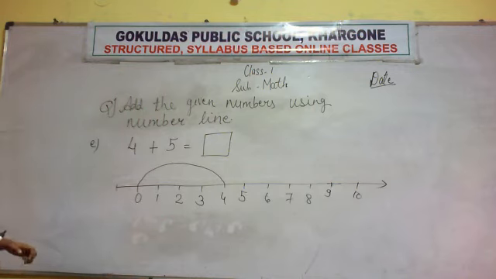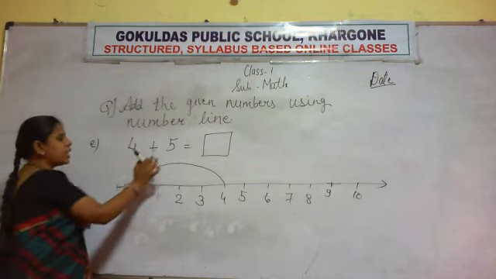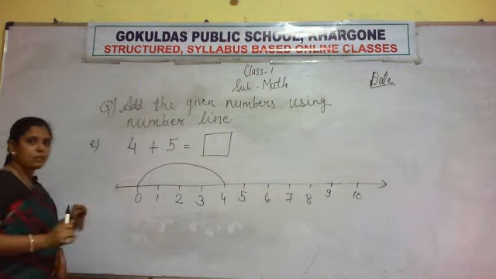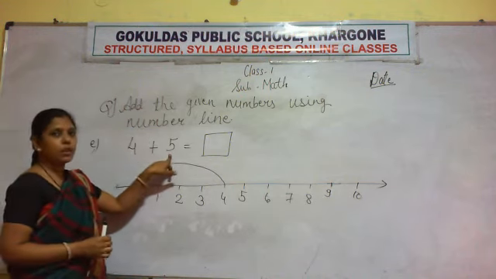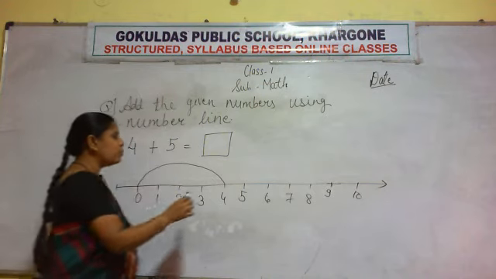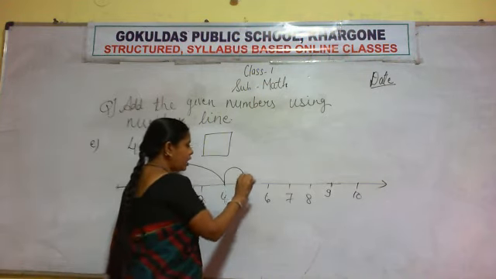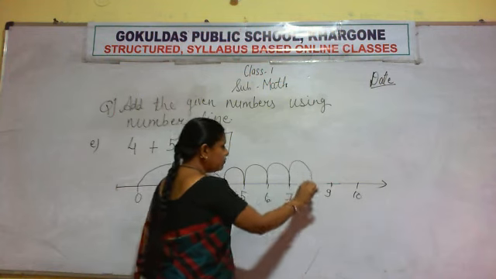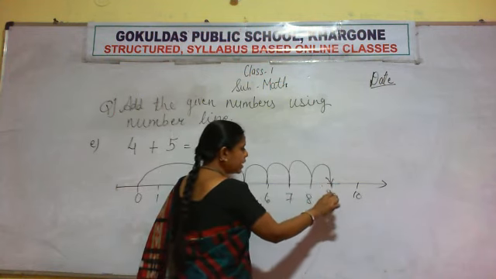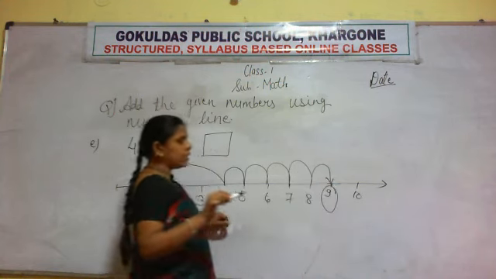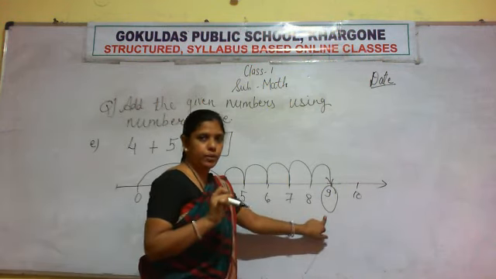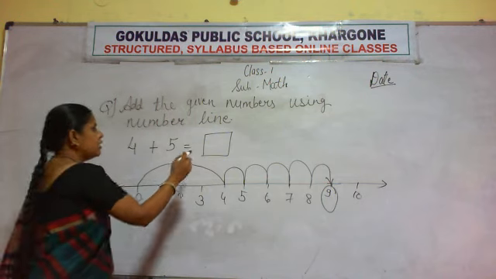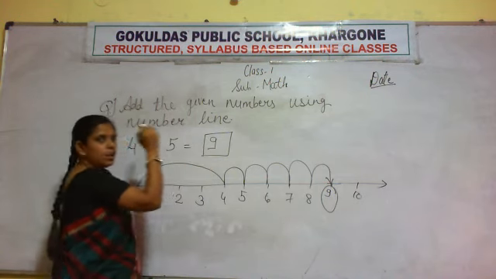Now, what is the next step? That we have to move one step up. How many steps do we have to move? That depends on the second number. So, what is the second number given here? 5. So, we have to move 5 steps ahead. 1, 2, 3, 4 and 5. We reach at number 9. So, the number at which we stop is the answer. So, the answer of 4 plus 5 is 9.